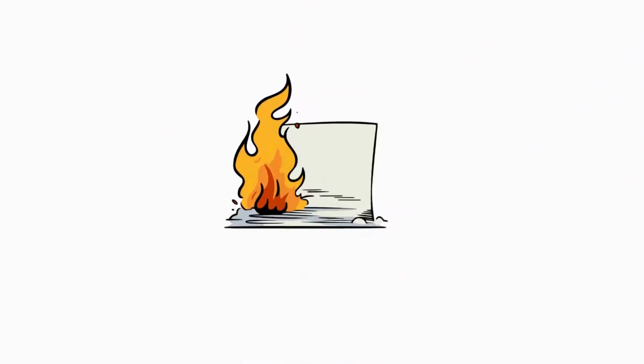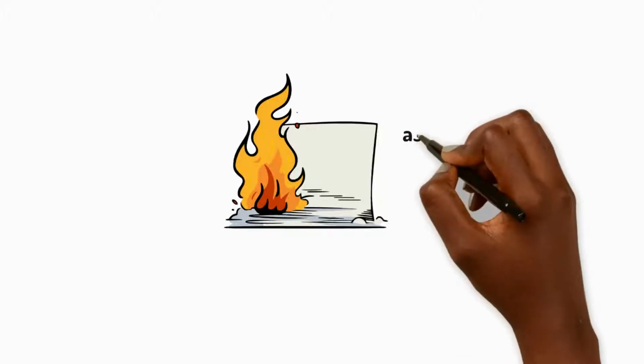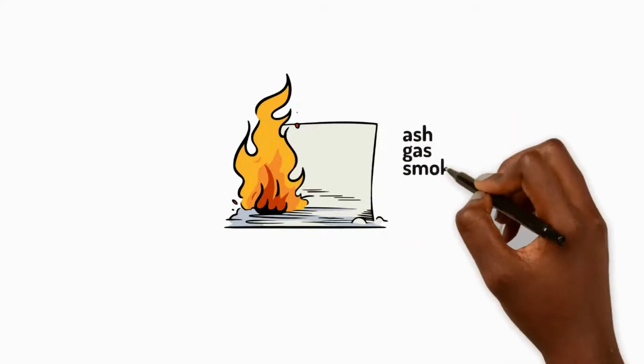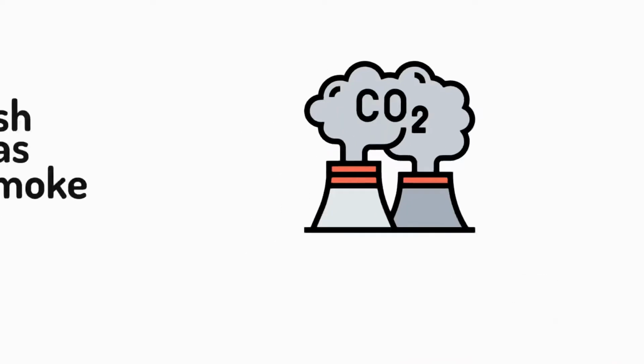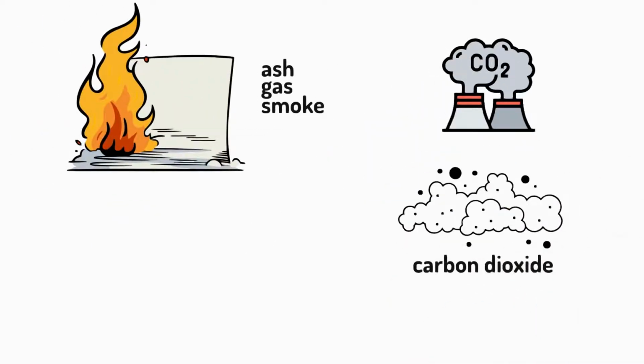Burning is another irreversible change. When paper is burned, it turns into ash, gas, and smoke, none of which can be turned back into paper. Burning fossil fuels releases carbon dioxide, a gas that's thought to contribute to climate change. This irreversible change is harmful because it leads to unusual weather patterns and threatens habitats on Earth.